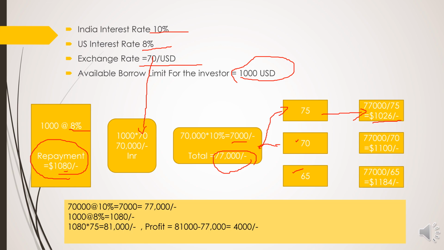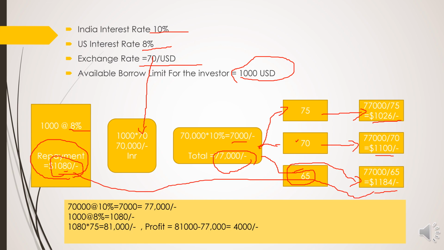If the conversion rate is 70, he will get around $1,100. If it is 65, he will get around $1,184. Thus, in scenarios 2 and 3, he makes a profit because he only has to pay back $1,080. But in the first scenario, he makes a loss as he has to pay more than what he receives. Thus, if the country with the higher interest rate has a depreciating currency, then it is better to reverse the process to take advantage of the situation.